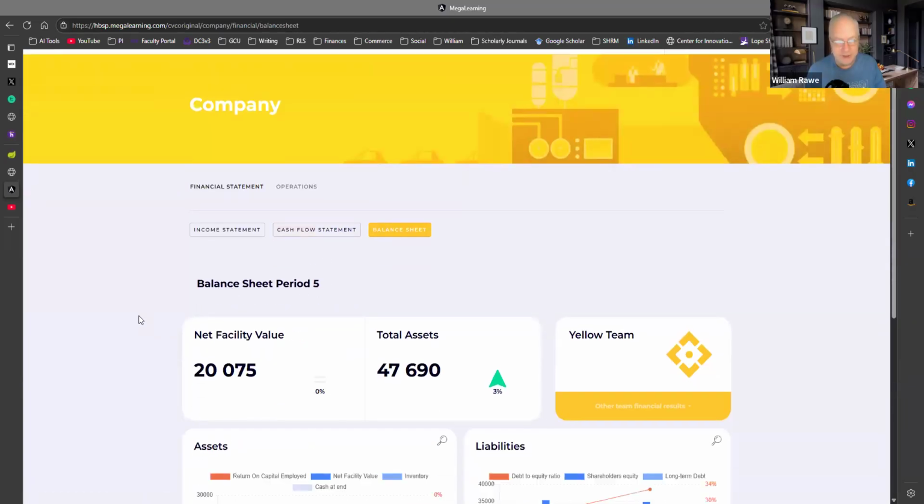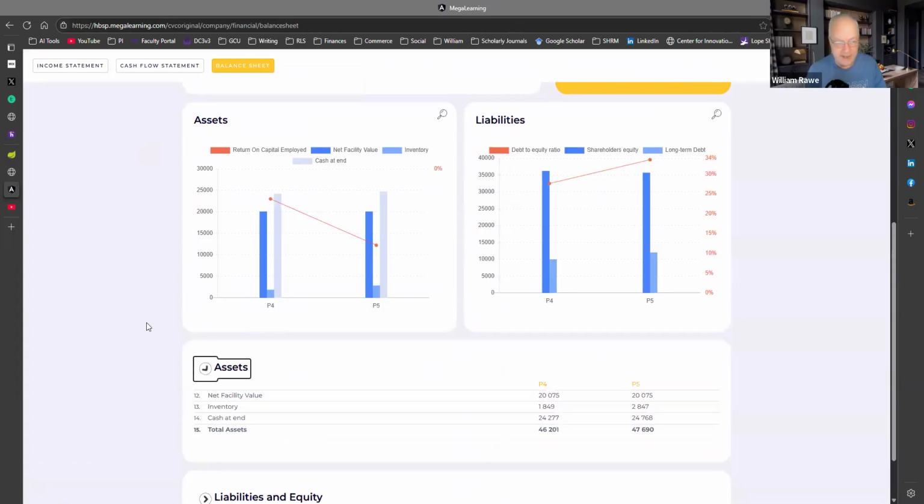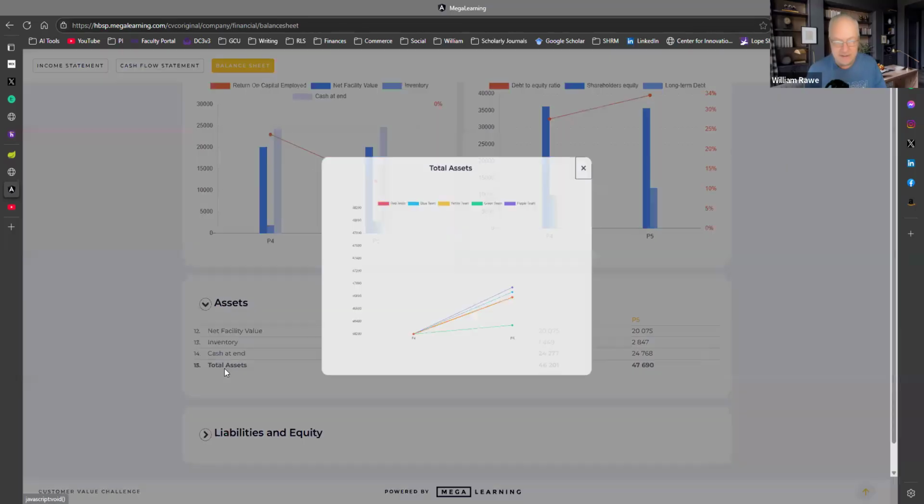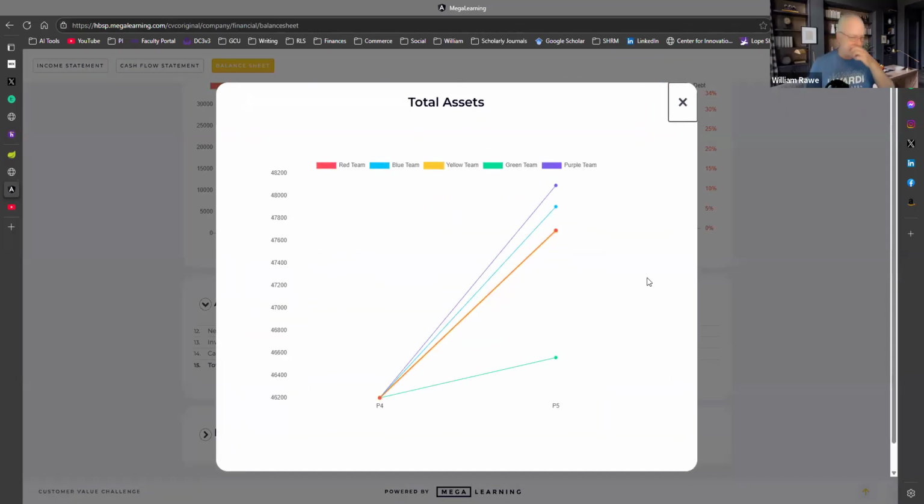Then we have a balance sheet. This is divided into your assets. And again, I can click on each line. So here I can see who has the most assets currently, and that would be purple. That tells me that they have made some investments.